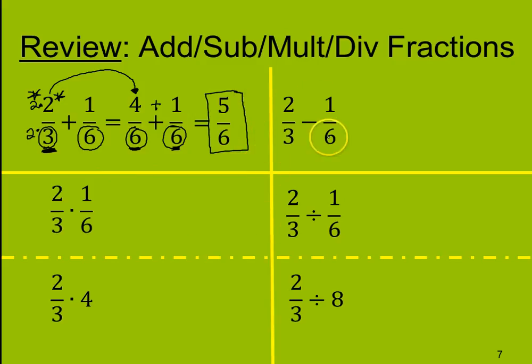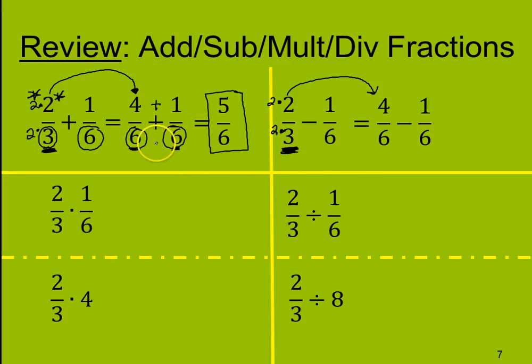Now, the next one's the same, except it's subtraction. So I have to have common denominators. So what did we say? How does this 3 turn into a 6? We have to multiply it by 2. So therefore, we have to do the same thing on the top. I'm coming up with a fraction that's going to be the exact same thing as what I have. So 2/3 is the same thing as 4/6.